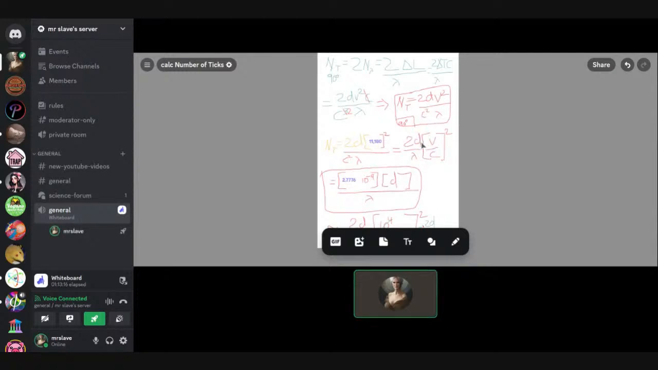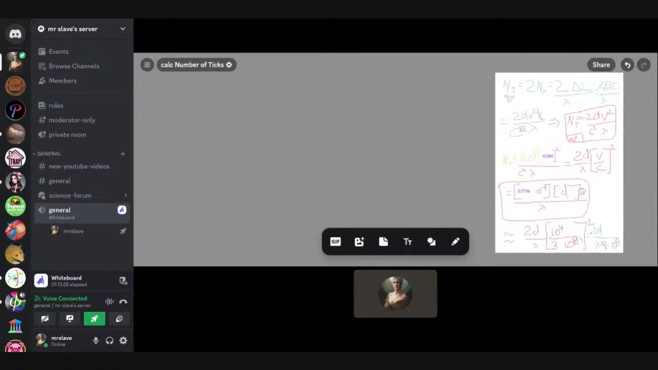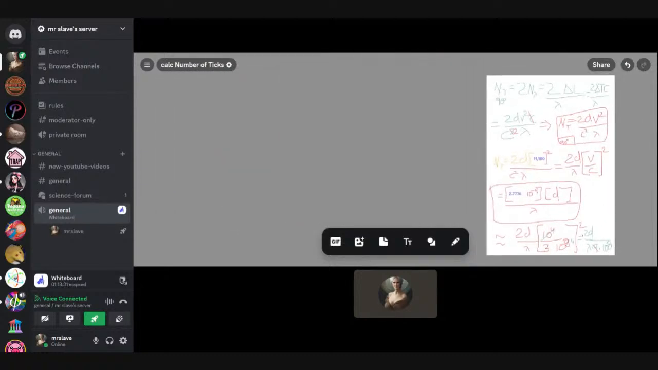Okay, this looks like it. So, okay, what do we got here? So the number of wavelengths, I don't know, what is T? Number of times, number of ticks. It's 2dV squared over c squared lambda. That's the number of ticks over 90 degrees.